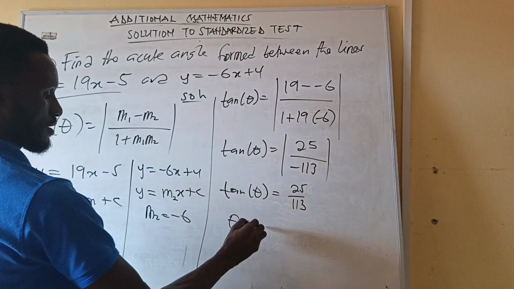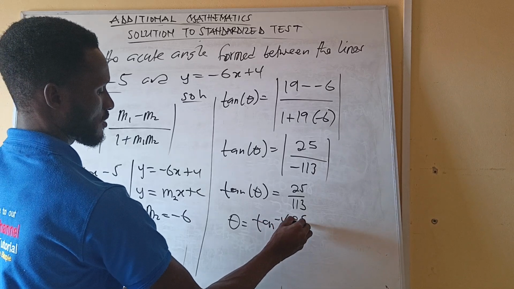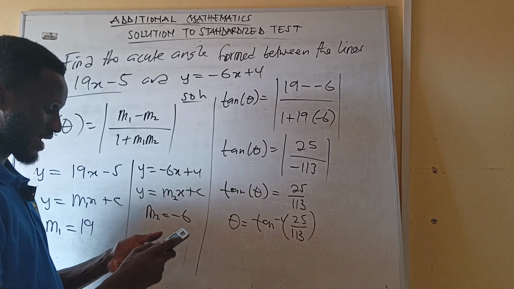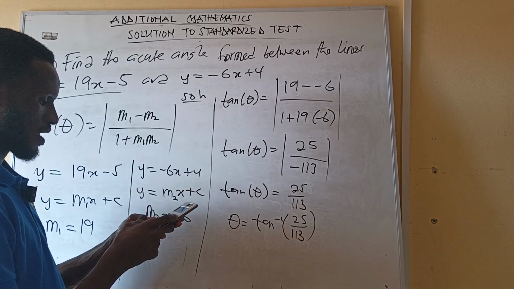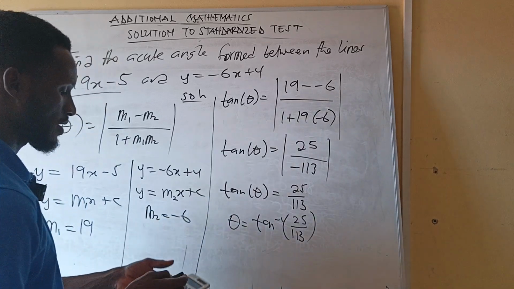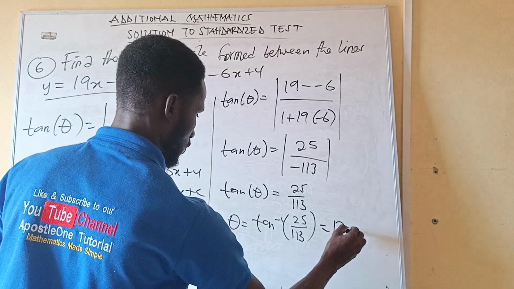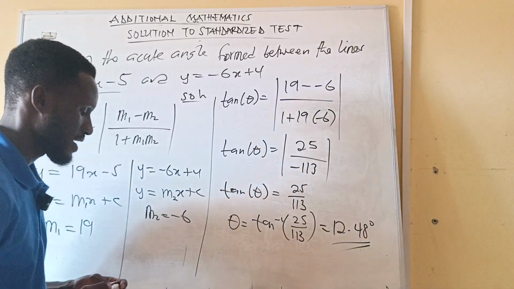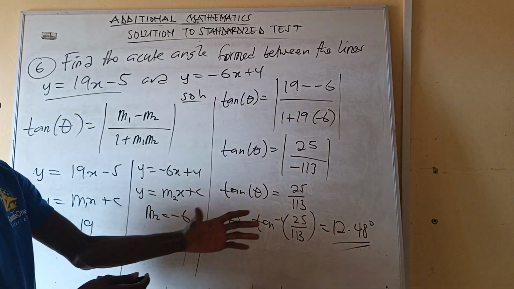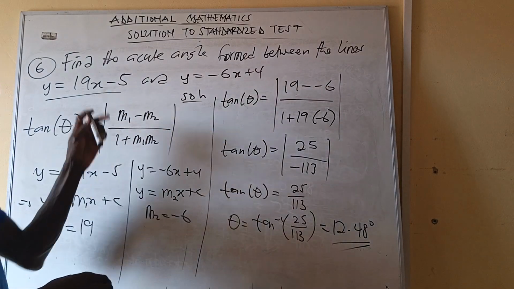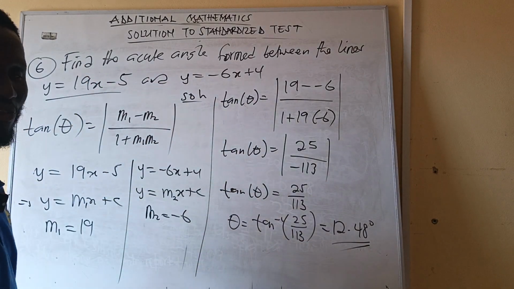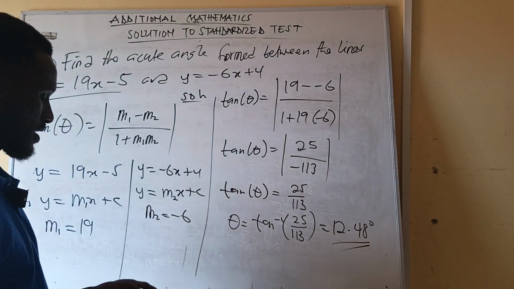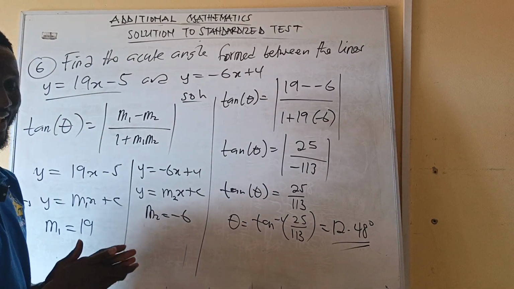Now how do we get theta? You find the tan inverse of 25 out of 113. Tan inverse of 25 out of 113 gives us 12.48 degrees, to 2 decimal places. This is the acute angle between the two lines. The acute angle is 12.48 degrees. It's as simple as that, right? Yes, 2 decimal places. Now let's move on to the next question.